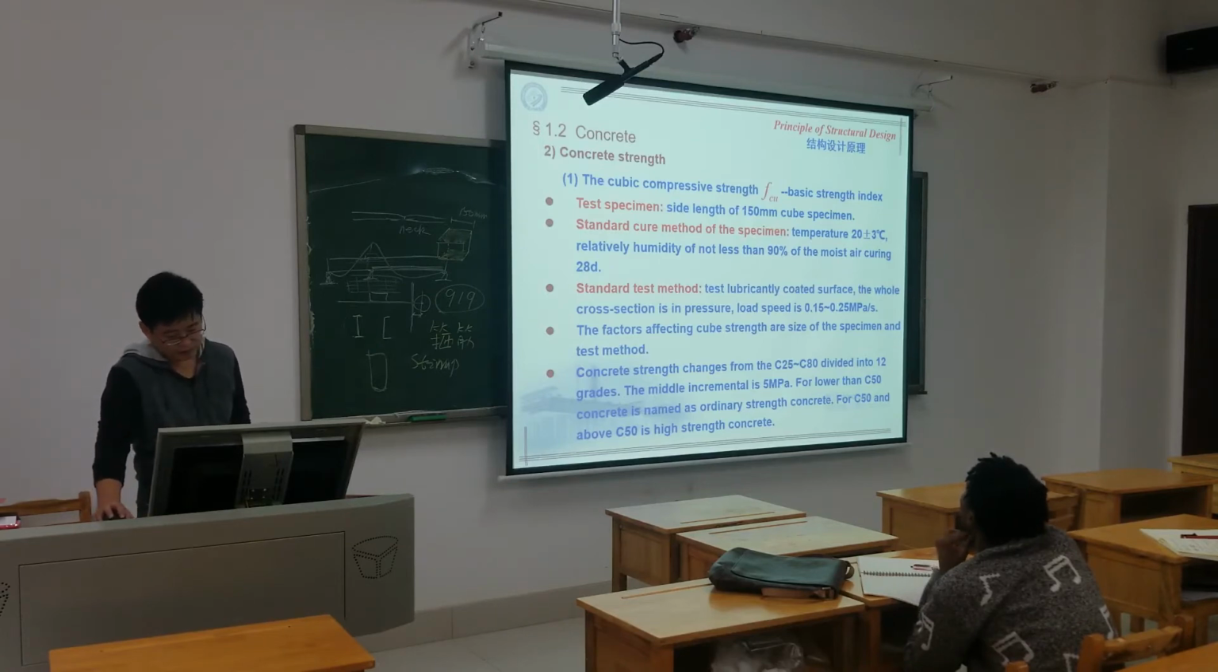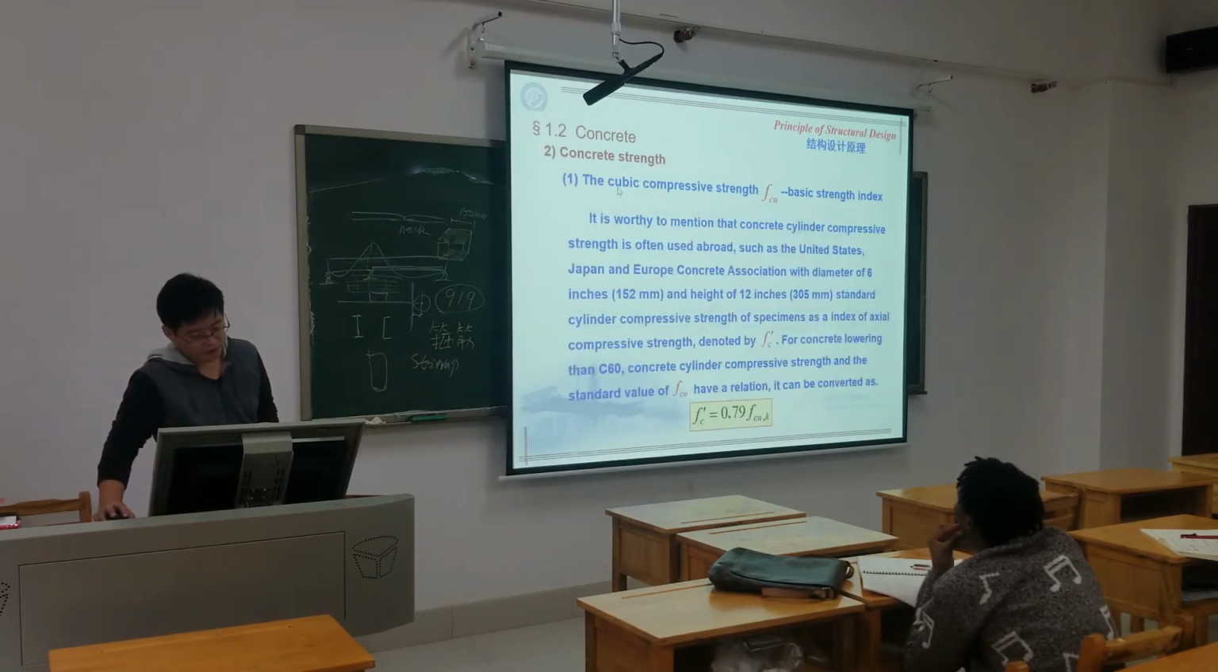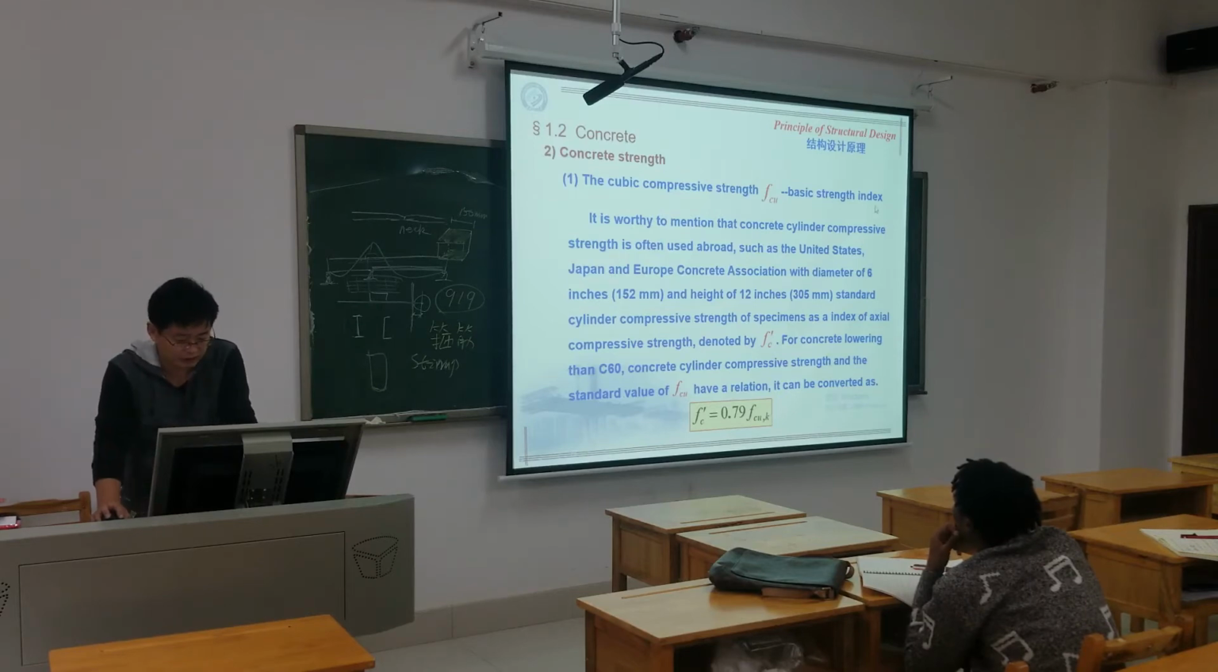So that it's divided into 12 increments. The middle increment is 5 meters. For lower than C50, it's named ordinary strength concrete. For C50 and above, high strength concrete. So now it's just named like this. So the cube compressive strength, fcu, is the basic strength index.